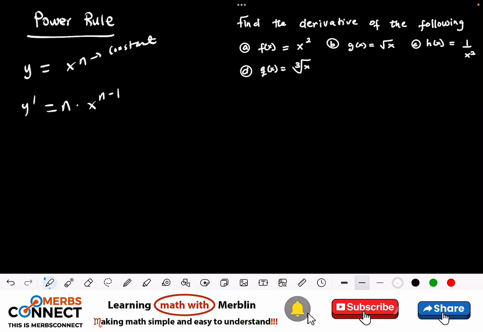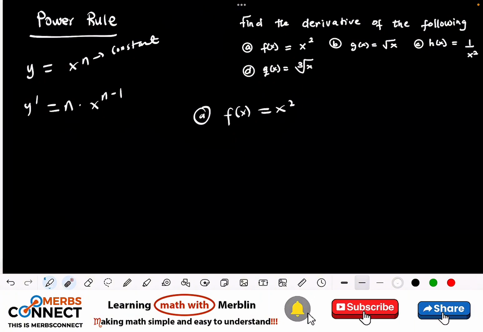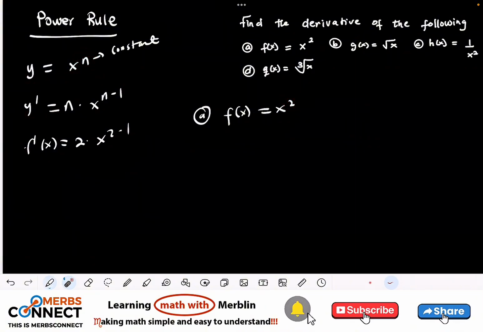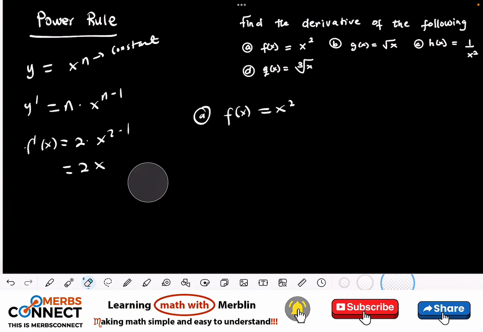Let's pick the first one. A, we have f of x which is equal to x squared. Even if I only know this formula, I can just do substitution. When I compare this to the formula, my n is 2, so I'll plug in 2. So f prime of x is going to be 2 times x to the power 2 minus 1, like when I'm doing direct substitution from my y prime, and this is going to give us 2x.